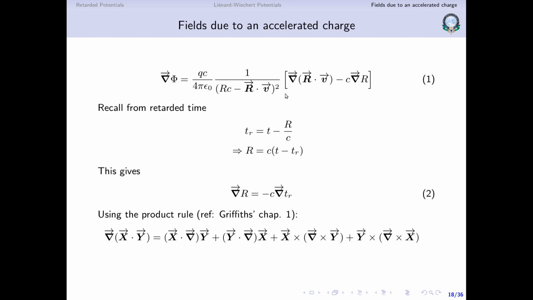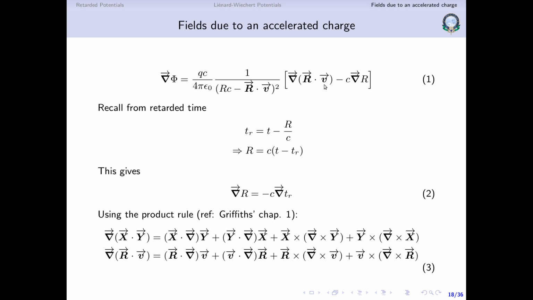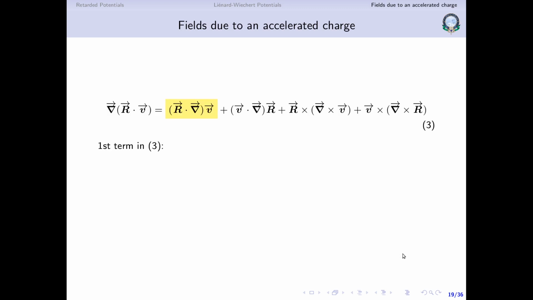So now it's just a matter of substituting here. Instead of x and y, we substitute x equal to r and y equal to v. So this term is going to give us r dot del into v. This term is going to give us v dot del into r. This term is going to give us r cross curl of v, and this term is going to give us v cross curl of r. Let's call this equation number 3.